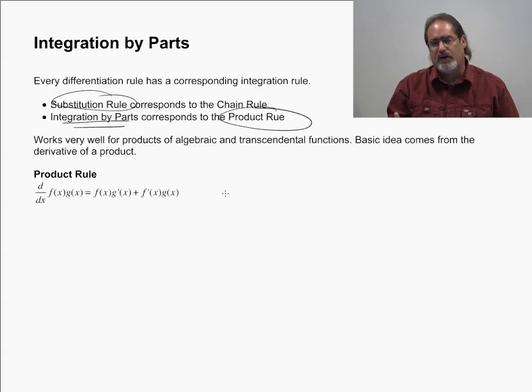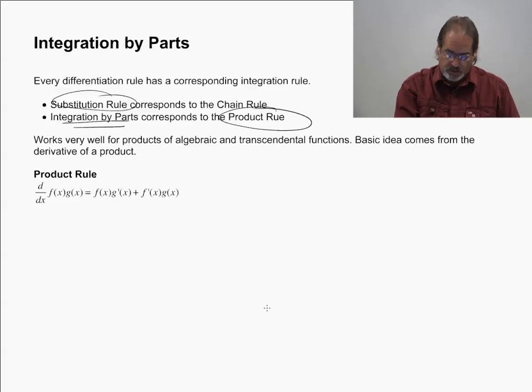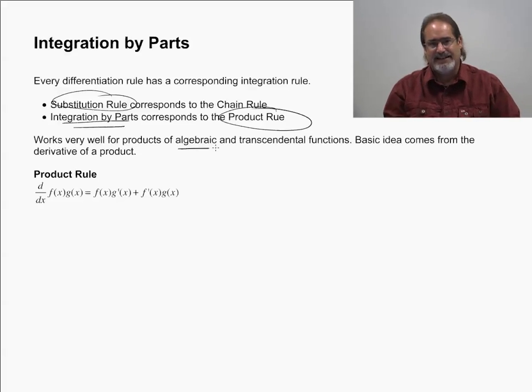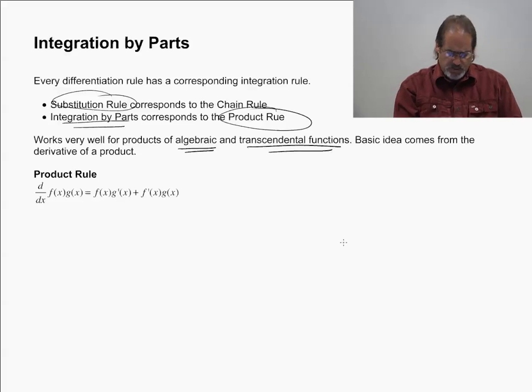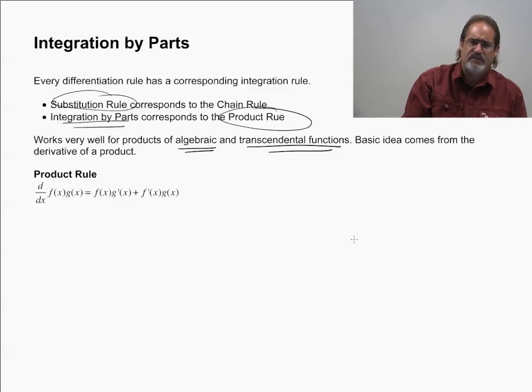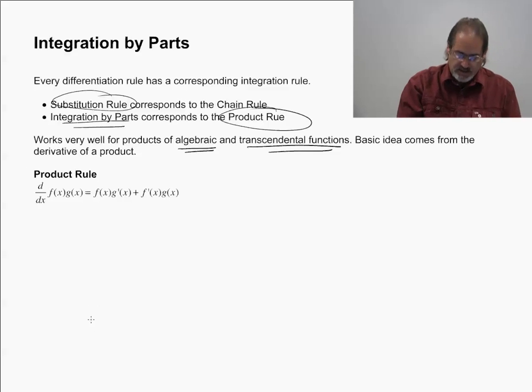Now, integration by parts works very, very well for a combination of products of algebraic and transcendental functions. And like I said, the basic idea starts with the product rule. So, review quickly the product rule. d dx of f of x times g of x is f of x times g prime of x plus f prime of x times g of x. So that's just your basic product rule for differentiation.